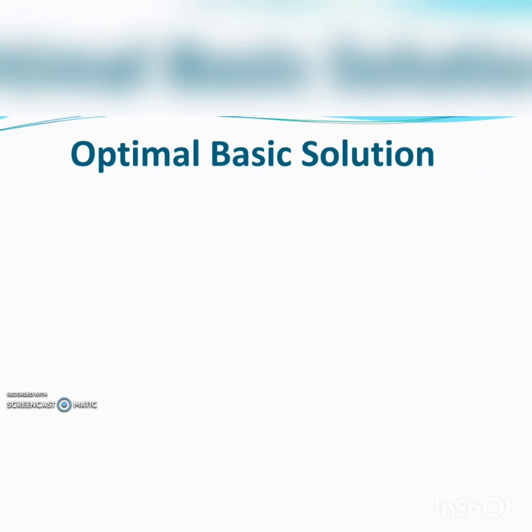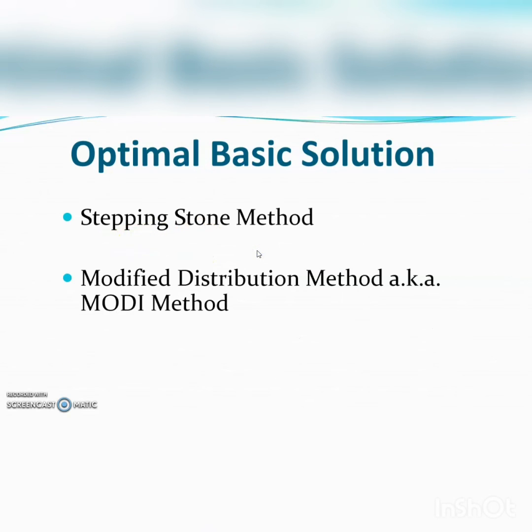And the optimal solution can be obtained by two different methods. One is called the stepping stone method and the other is called the modified distribution method. We will learn only the stepping stone method to find the optimal basic feasible solution.